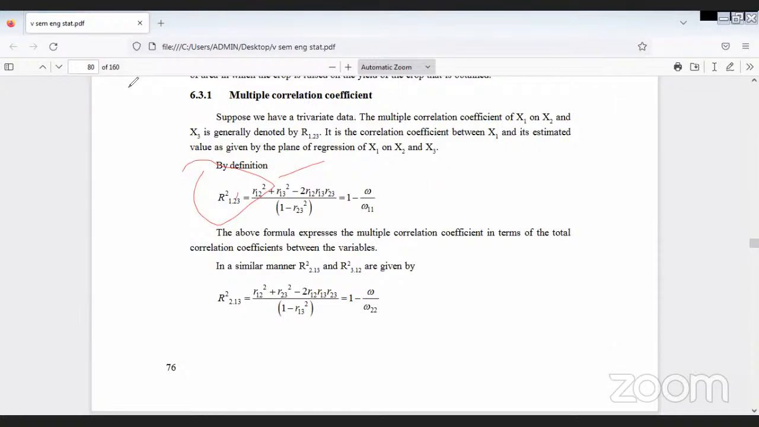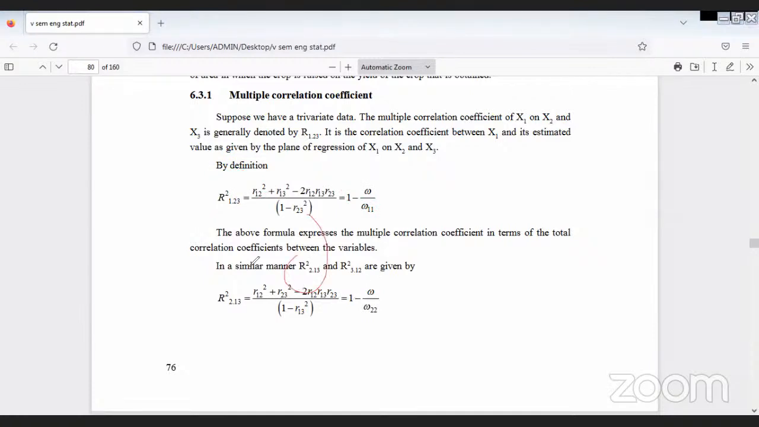Yes, so we can write here. Therefore, the formula is 1 minus R23 whole square. There is a formula: 1 minus omega 11. See here, the above formula expresses the multiple correlation of the total coefficient, R square.